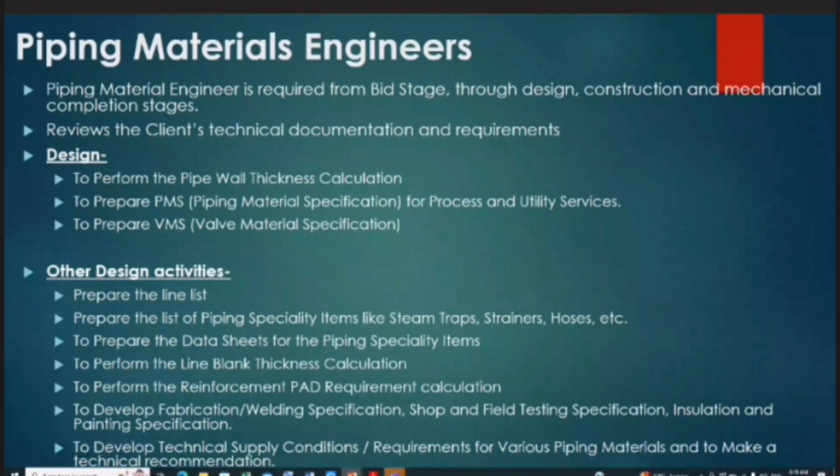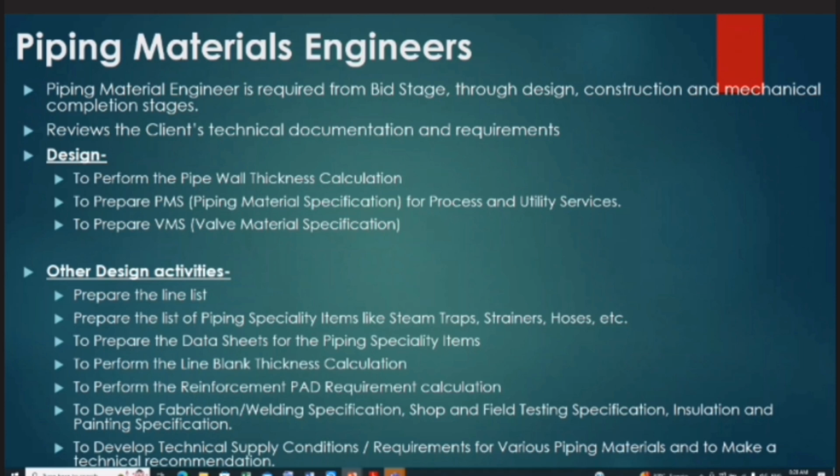I will not go into too much detail because we don't have that much time to discuss everything. So what are the main roles of a piping material engineer? It is design. In the design phase, the most important activity he performs is the pipe wall thickness calculation. Second, to prepare the PMS, piping material specification, for process and utility services. We will see an example of this PMS document. To prepare the VMS, valve material specification. Okay. And what are the other design activities done by the piping material engineer? To prepare the line list.